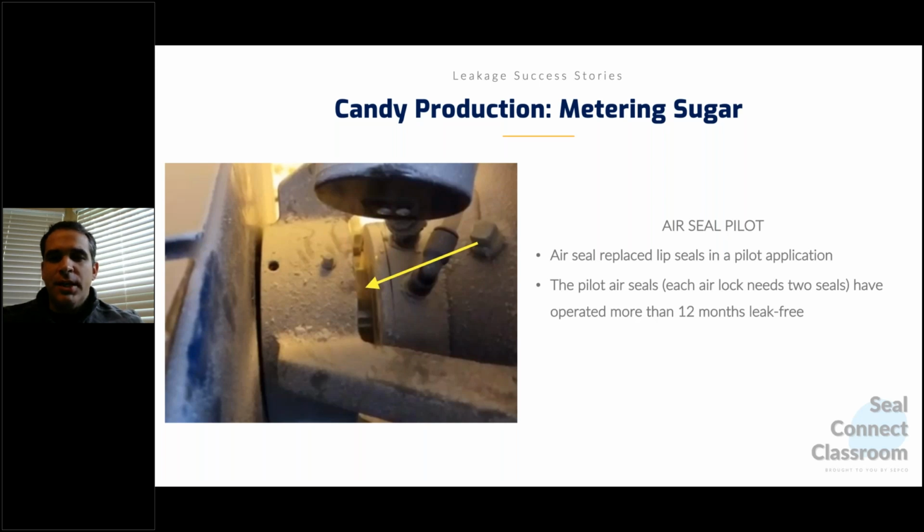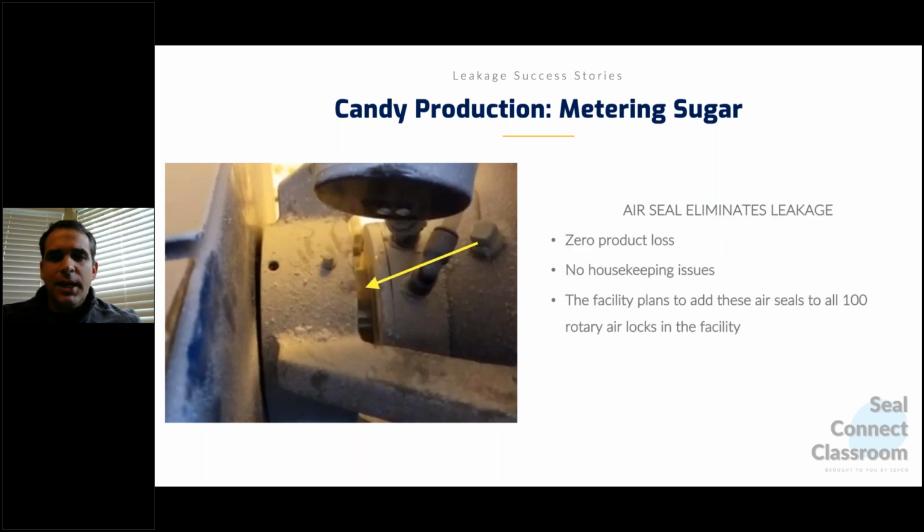Okay, in this application, the air seal replaced a lip seal, and they've been running for 12 months now, which is very impressive. Essentially, they run for as long as the bearing lasts, and they make the bearing last significantly longer by not allowing product into the bearing. So they went from constant product loss, constant maintenance issues, and housekeeping issues down to nothing. We put the air seal on, and they sort of set it and forget it.